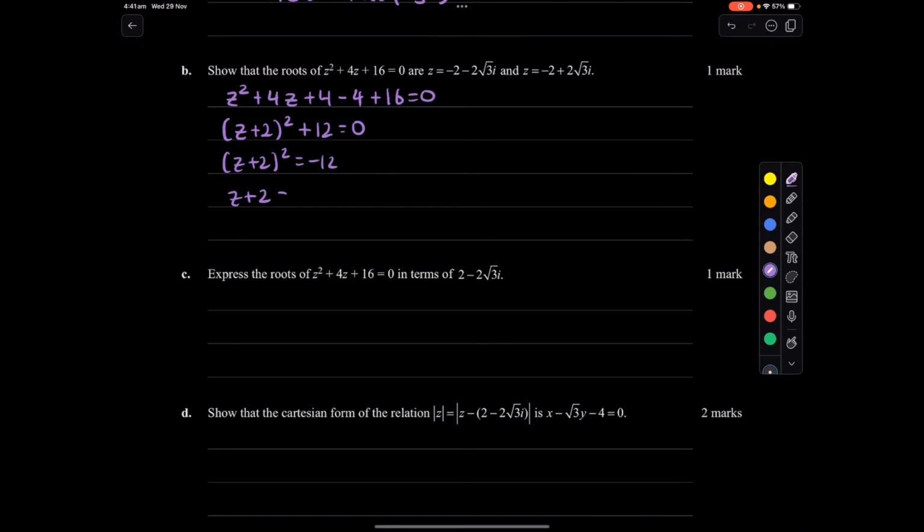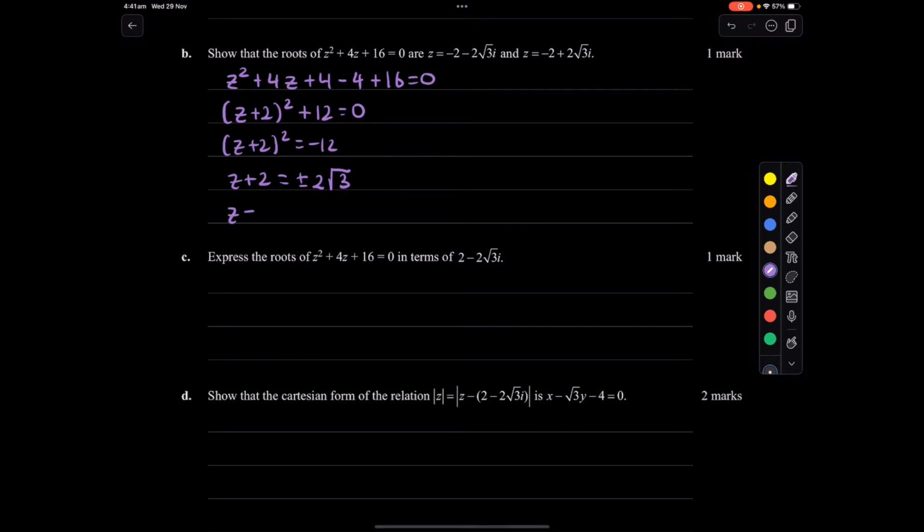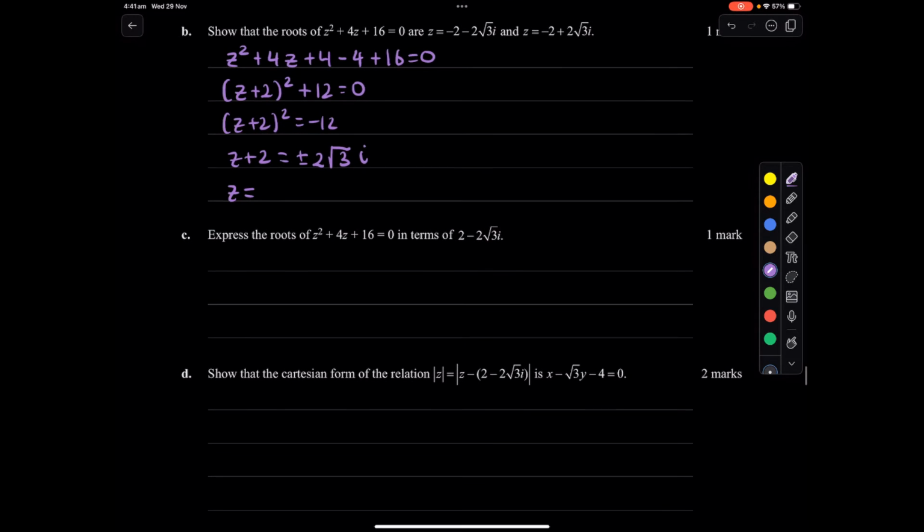Z plus 2 is equal to plus or negative the square root of negative 12, which will be 2. So that's 4, 8, 12. So hence z, don't forget the I, because it was negative. Hence negative 2 plus or negative 2 root 3i. And we've just shown that. Yeah, that's easy and done.